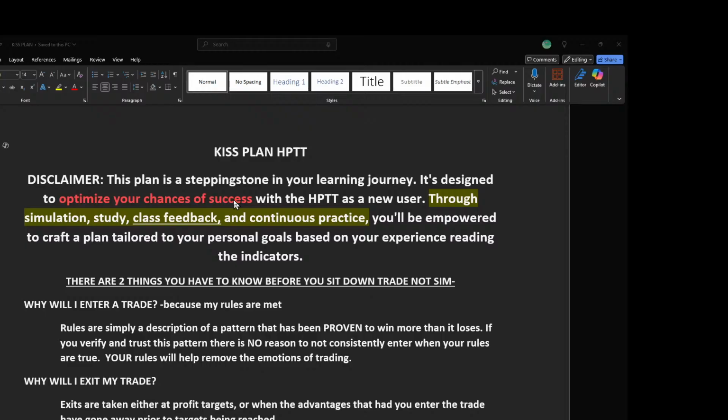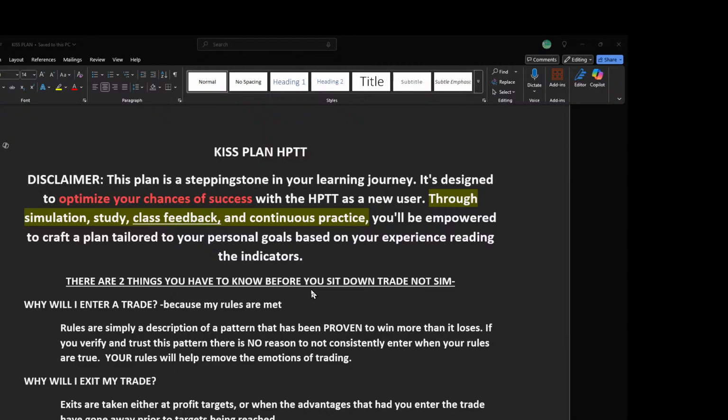I have had men and women get funded in prop firms in their first 30 days with Nexgen with zero trading experience by learning how to enter the market through those three rules and then using this plan for management as well. So through simulation, study, class feedback, continuous practice, guys, you'll be empowered to craft a plan tailored to your personal goals based on your ability reading the indicators.